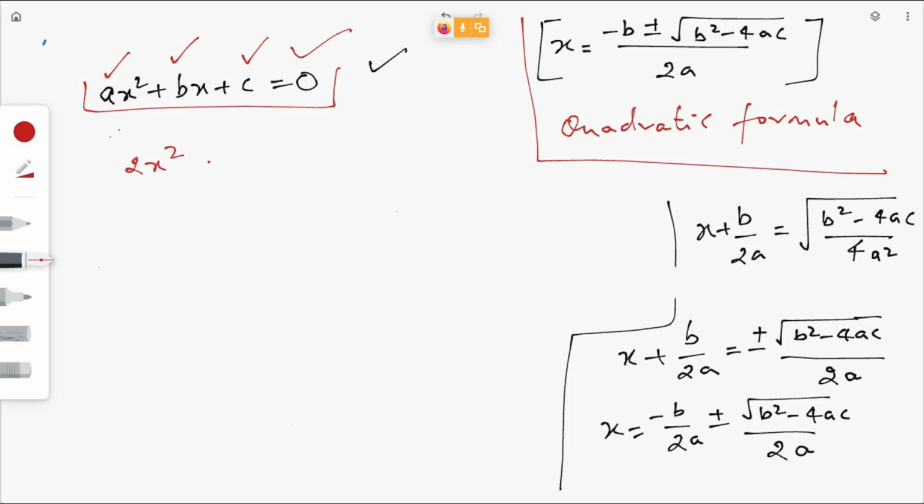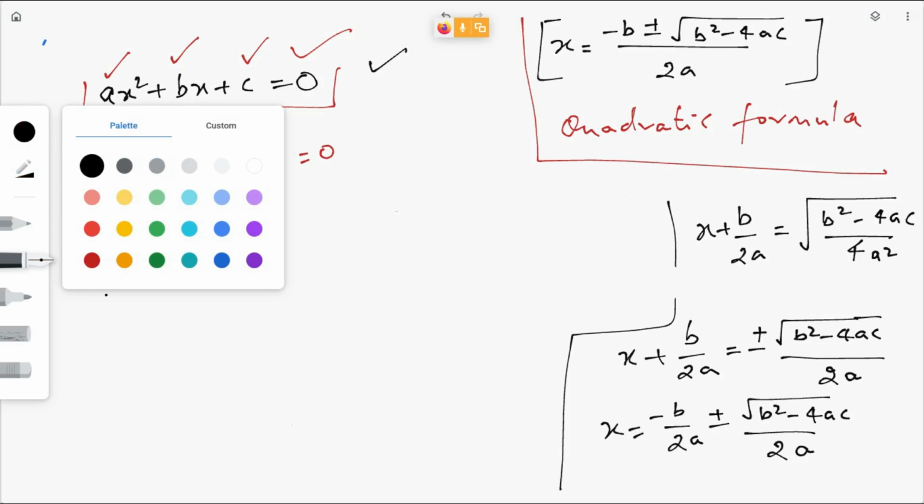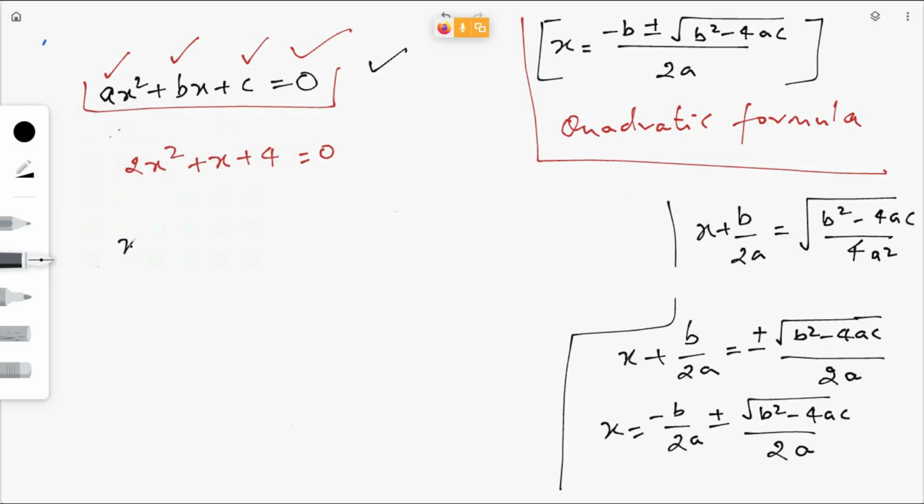2x square plus x plus 4 is equal to 0. Let's find the solution for this equation using this formula. Let me directly substitute into the formula. First find a, b, c from this equation. So this is your a, and what is b? b is 1, and c is 4, a is 2, b is 1, and c is 4, right? So the coefficient of x square, the coefficient of x, and then the constant.